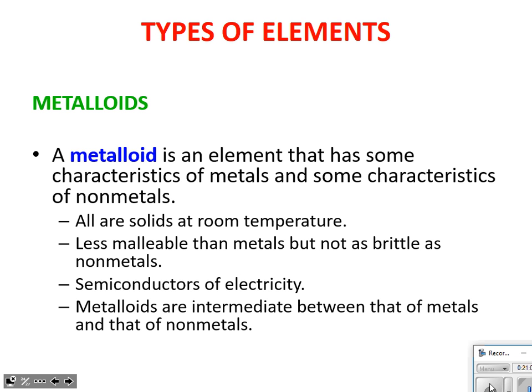Now, I guess the big thing is, let's determine what is where. We've got properties of metals. We've got properties of nonmetals. We've got properties of metalloids. But where are they on our table? Okay.